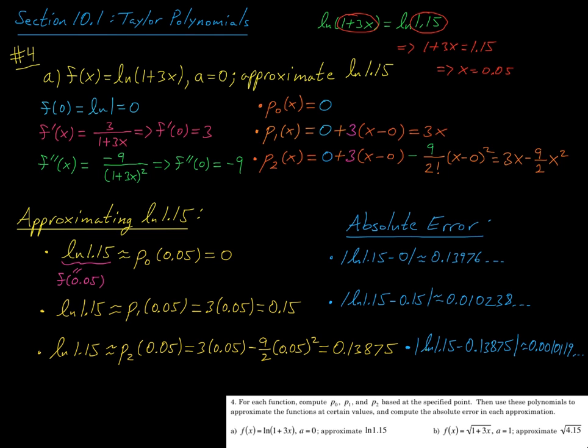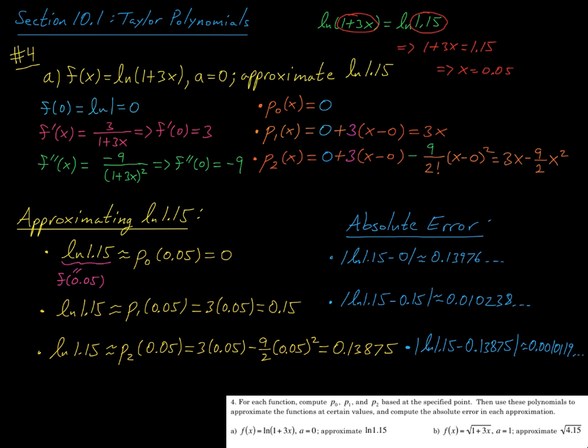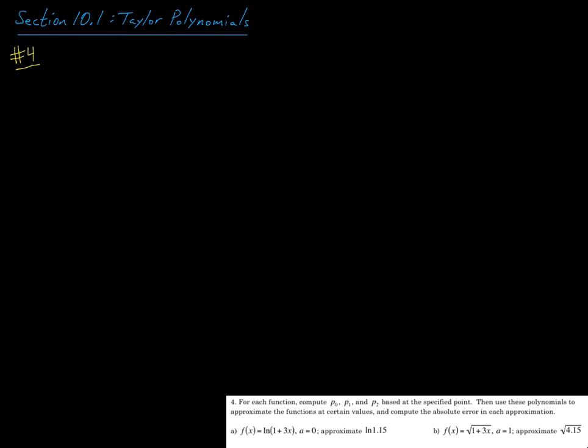And then for the P2 approximation, we're doing even better, right? The error there is about 0.00101 and so on. Okay, and so P2 is definitely doing the best job, and again, that is in line with what we're seeing visually here in the graph. All right, cool. So now let's go ahead and check out part B. Make some space there.